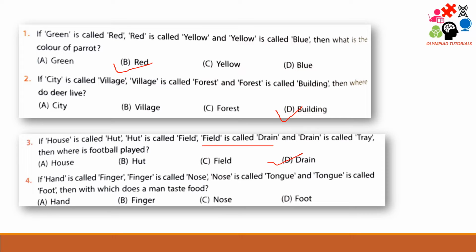Question number 4. If hand is called finger, finger is called nose, nose is called tongue, and tongue is called foot, then with which does a man taste? Now you know the sensory organ which is used to taste is our tongue. But tongue is called foot. So your answer is going to be option D, foot. Very simple questions. So you just have to read the analogy of the question very properly. Try to understand it and interpret it in a very proper manner.